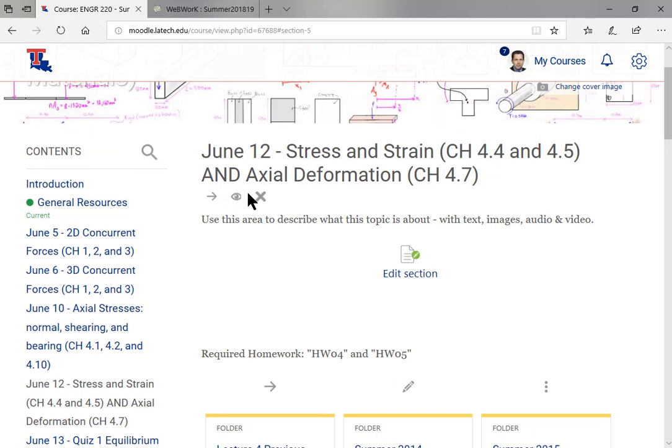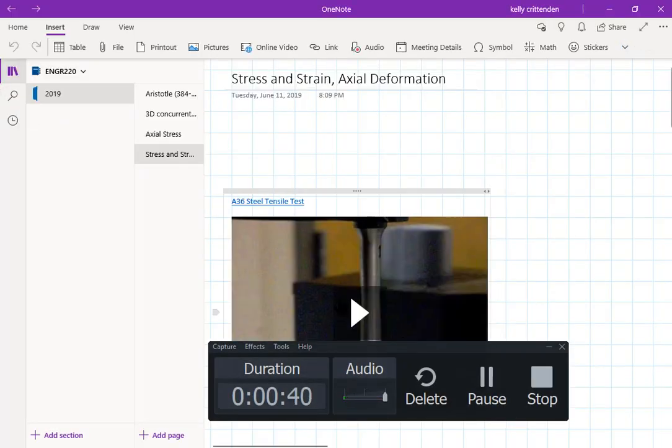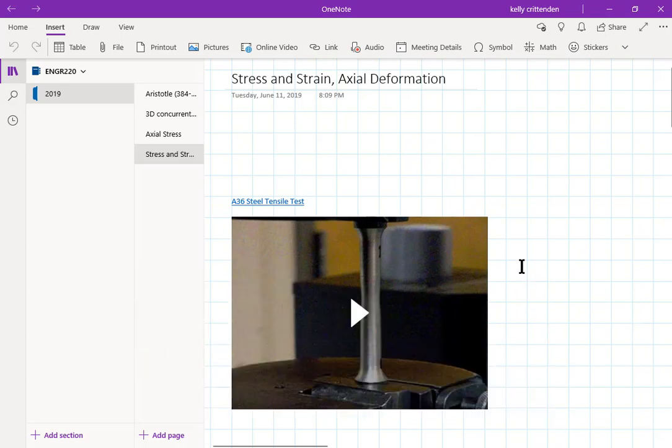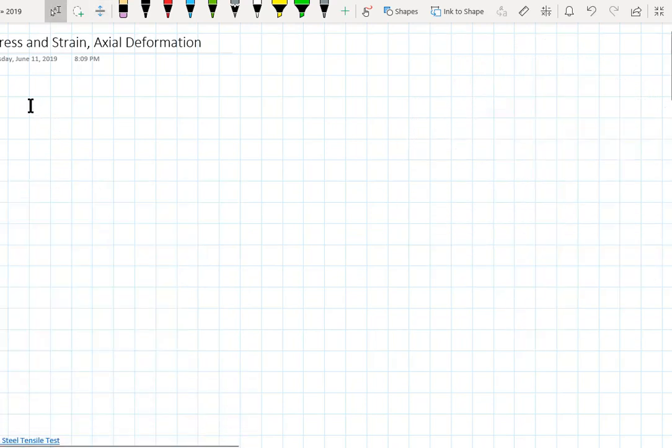Let's move over to, where did I put it? There. Let's minimize that. First, let's talk about strain, the idea of strain. So we don't need this picture just yet. Let's get it out of the way.